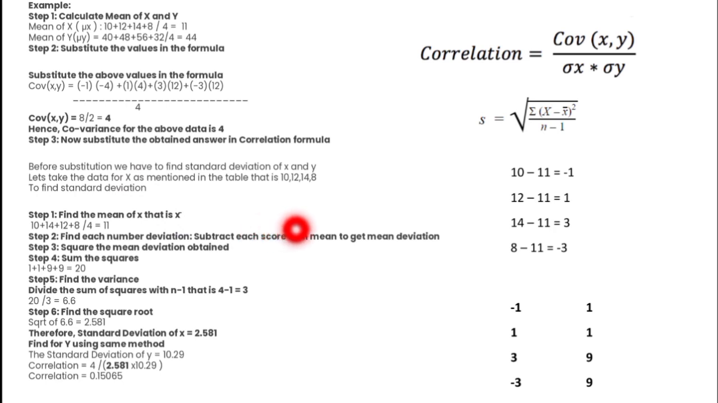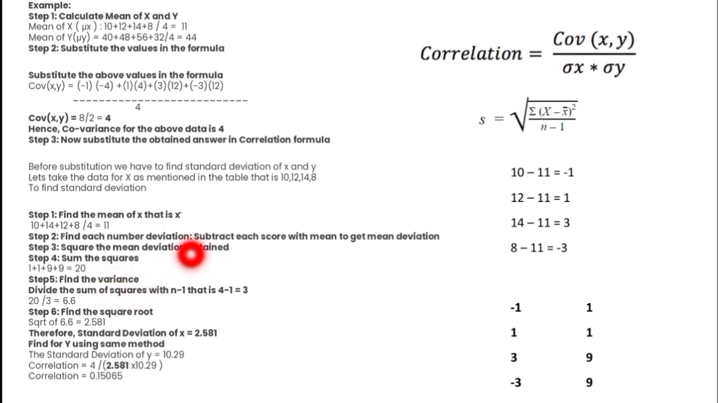So now I can substitute these values. I substituted the covariance 4, divided by the standard deviation of x, 2.581, into the standard deviation of y, 10.29. Getting my point? So 4 divided by 2.581 into 10.29. If you calculate that, the final value will be 0.15065. So that is the final value of the correlation.